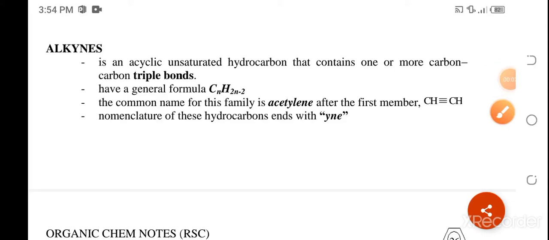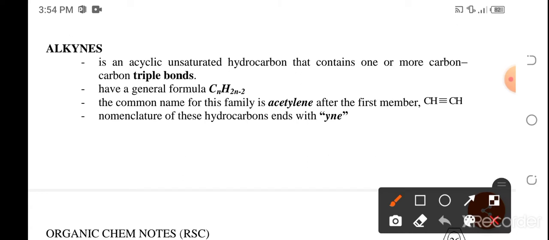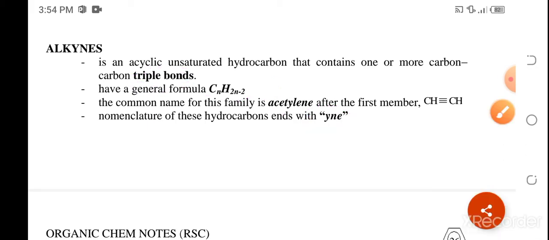Okay, alkynes. These are unsaturated hydrocarbons, so unsaturated, this time with a triple bond. It will have a general formula of CnH2n minus 2. The common name for this family is acetylene, which is the first member or the simplest alkyne. So the common name of ethyne is acetylene. All of the organic compounds under this family should end with "-yne" to denote the presence of the triple bond.